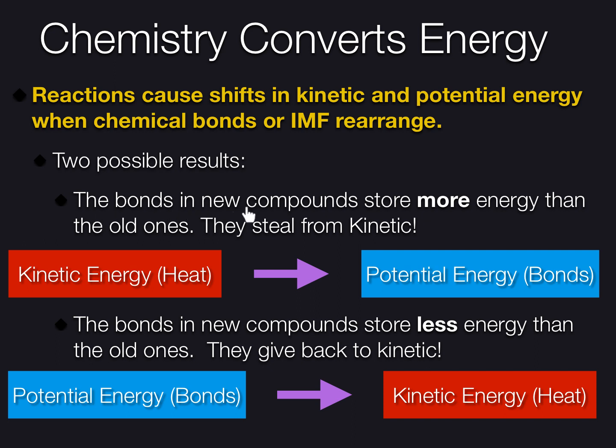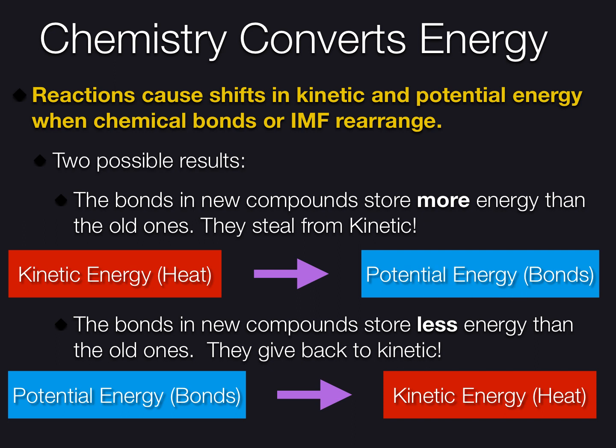If the bonds of the new compounds store more energy than the old ones, then what they are doing is they're stealing from the kinetic. So if your products store more energy than the reactants had in the first place, well then what you're doing is you're putting energy into the reaction in order to store more energy as products. And so these are related to each other. The kinetic energy has been converted to potential energy.